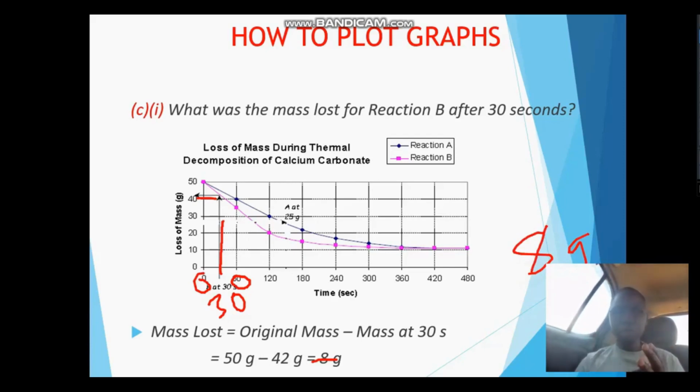Now note this. This question can be twisted a little bit. If we ask what was the mass of reaction B after 30 seconds, the answer changes. In that case, you'll say it was 42 grams. It is different from what was the mass loss. Hope you get that point, dear learners.